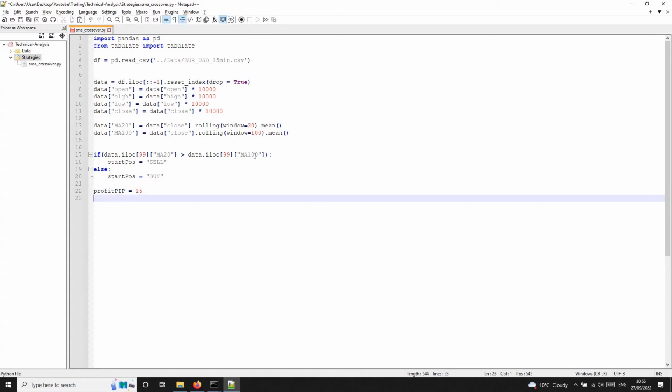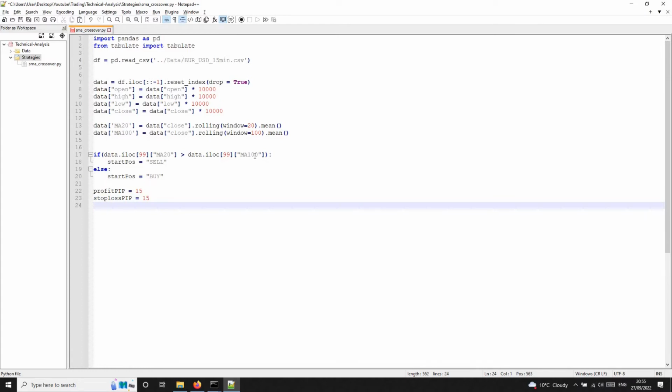Now these variables, we will change these things. Because this is 15 minutes data points we have taken, I'm going to set my profit to 15 pips and stop loss to 15 pips. It means when I take a trade, if it goes in my favor 15 pips, I want to close the trade and take the 15 pips profit, and 1 pip you can set to anything. Let's say if 1 pip is $1, then $15, like that.